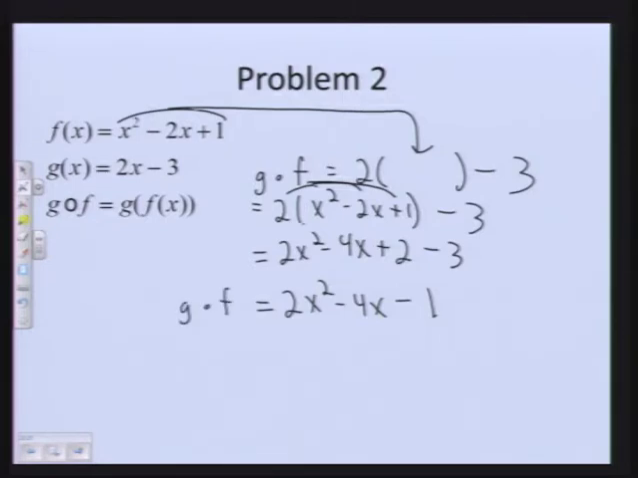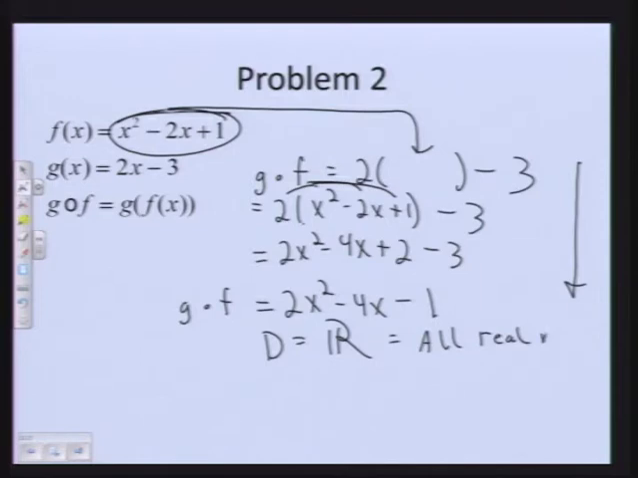Now notice, if this was f circle g, f would be the dominant function, and it would look very different than this. Now, let's talk about domain. f was the one that got substituted. There are no domain restrictions for f. There was no point in the process where we created a variable in the denominator or a square root. So therefore, our domain is all real numbers. Just to remind you that if you wrote it out in words, all real numbers. Okay?